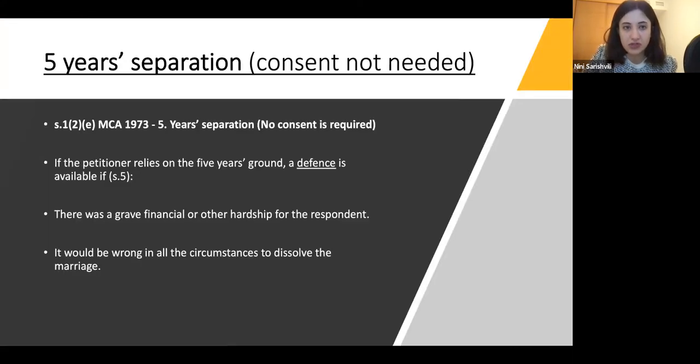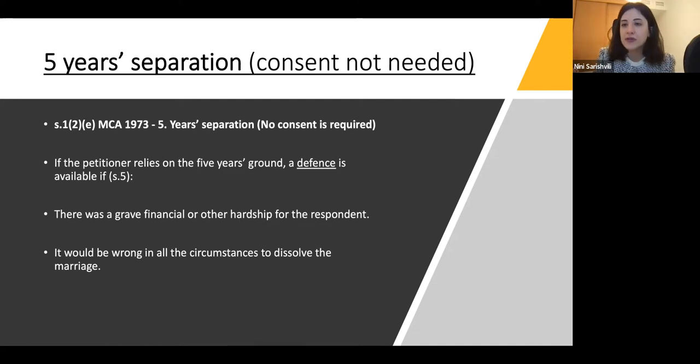5 year separation. In the case of 5 year separation, there is no need for consent. Section 1(2)(e), Matrimonial Causes Act: 5 year separation, no consent is required. If the petitioner relies on this ground, a defense is available: there was grave financial or other hardship for the respondent, and it would be wrong in all the circumstances to dissolve the marriage.